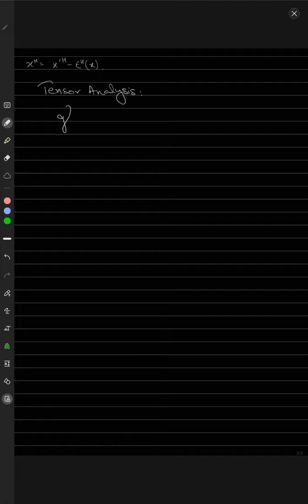That the metric tensor transforms as this thing. You can write it as lambda alpha mu lambda beta nu times g alpha beta, right? Where this lambda alpha mu is just the partial derivative of x alpha over partial x prime mu, right? And so the rest of the lambdas will follow from this.